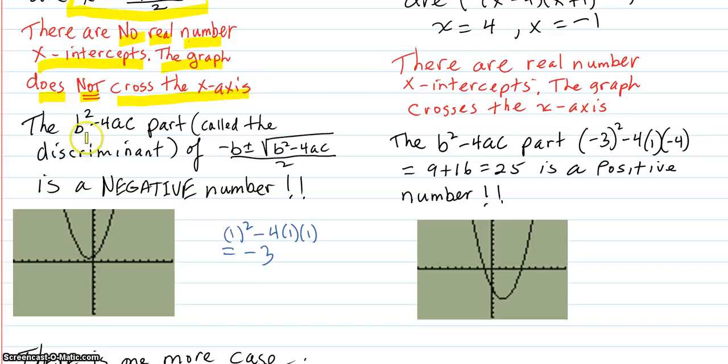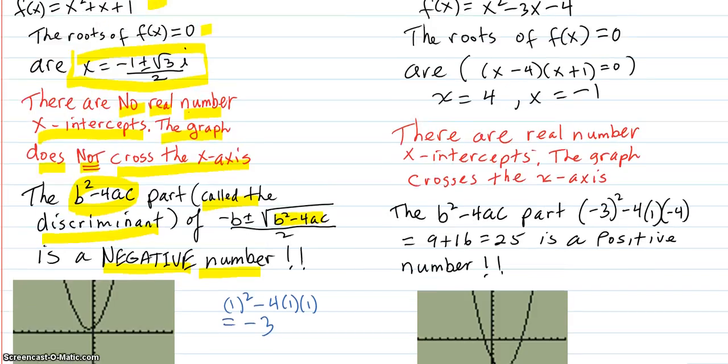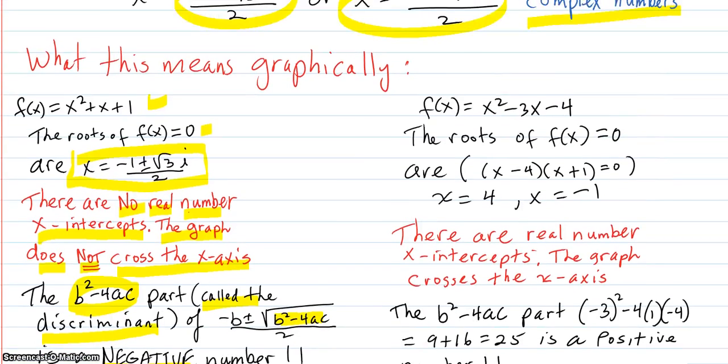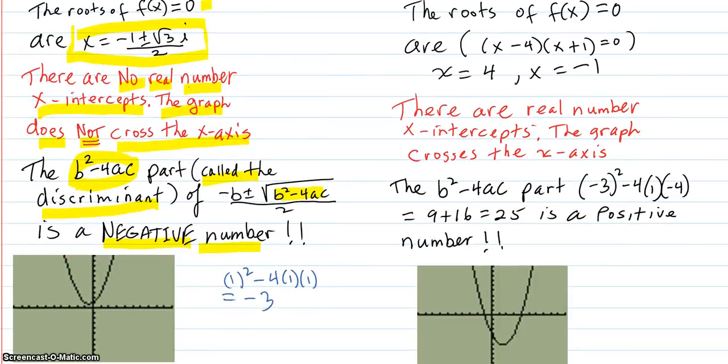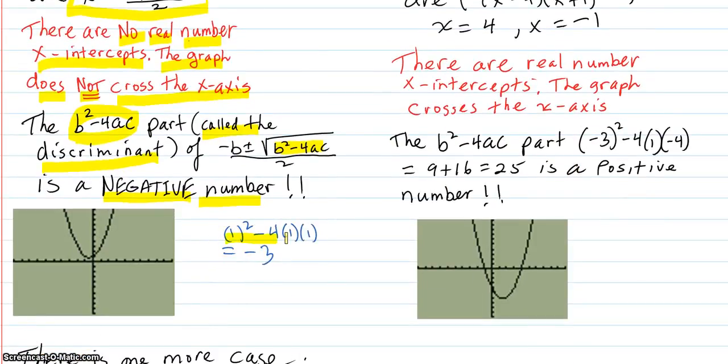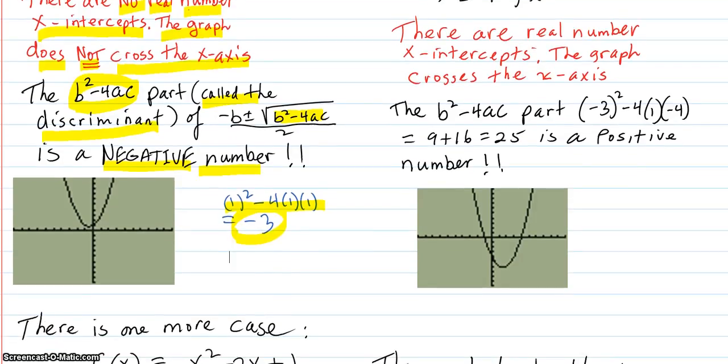Another thing it means is that the b squared minus 4ac part of the quadratic formula is called the discriminant. And it comes out to be a negative number, which we saw right up here. That's when the trouble is, and I showed it here too: b squared minus 4ac came out -3. So those are all the telltale signs that your graph does not cross the x-axis.